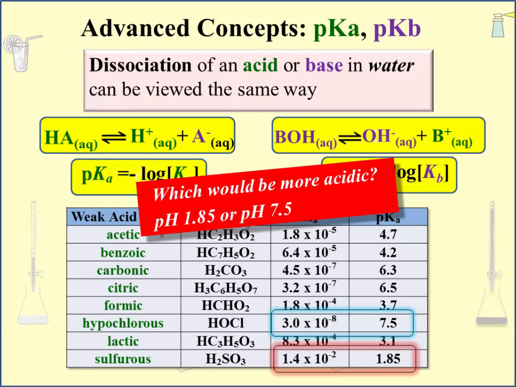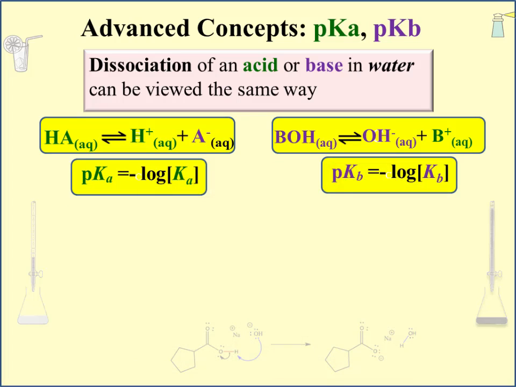So a 1.85 pKa acid would be more acidic than a 7.5 pKa acid. More acidic acid, stronger acid. There is one more component to a fuller understanding of Ka and Kb. Not all students are asked to have this level of understanding.